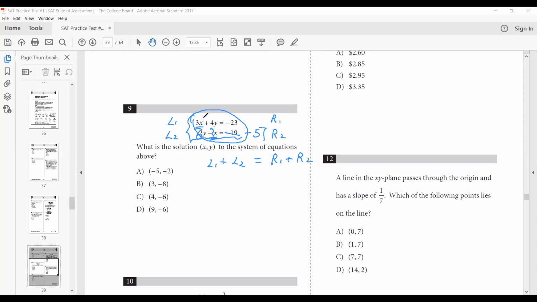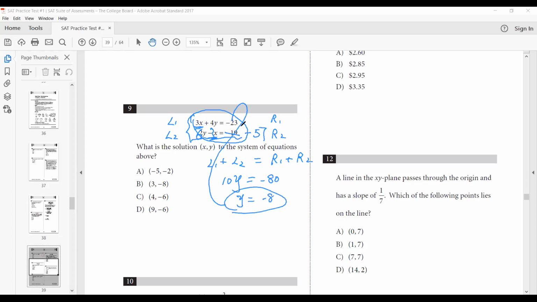So in this situation, 3x plus negative 3x. So x disappeared, was eliminated, right? Then 4y plus 6y, so you got 10y, right? On the right side, negative 23 plus negative 57, so you got negative 80. So y is negative 8. We can get this easily.